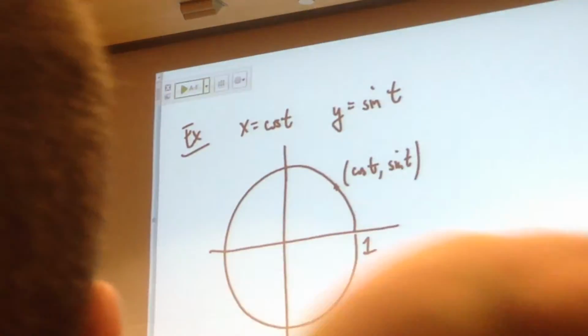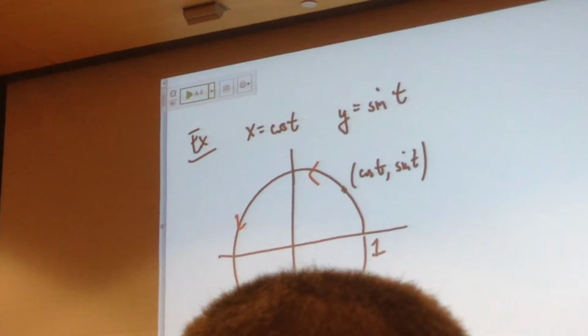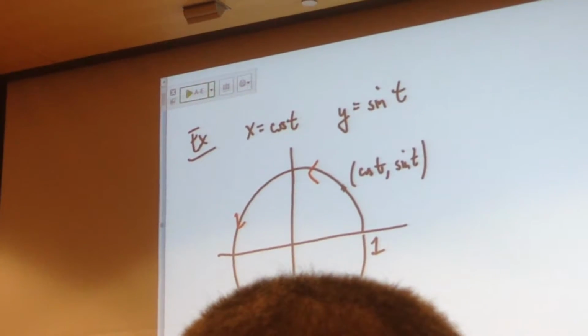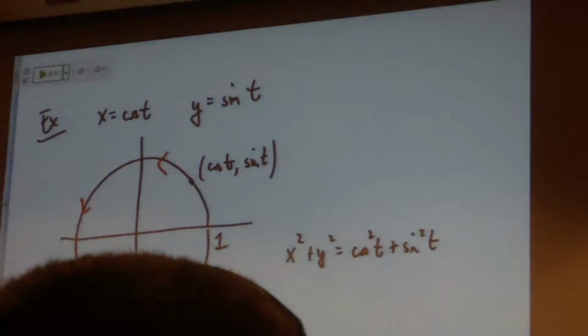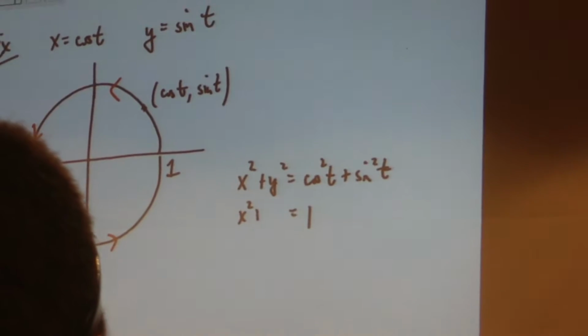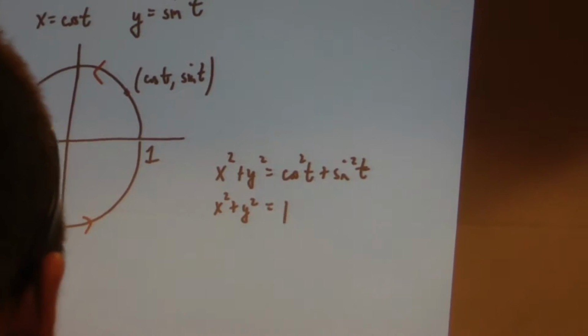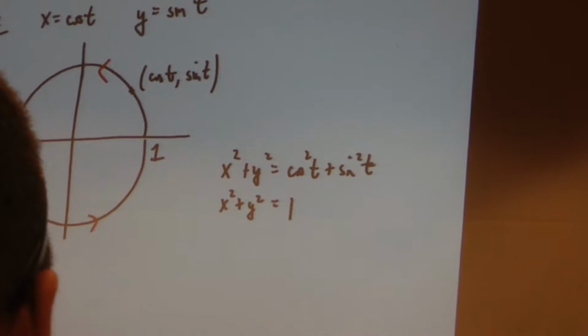And it's oriented in the positive angle direction. And if we wanted to get rid of the parameter here, we could, by saying x squared plus y squared equals cosine squared plus sine squared, which is 1 by trig identities. So x squared plus y squared equals 1 is the equation for this graph, which is the equation for the circle. It's all working out nicely.